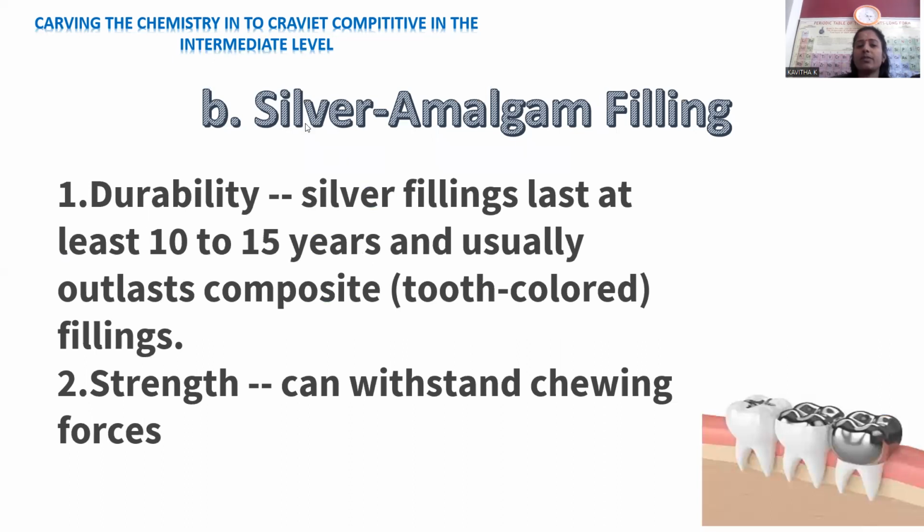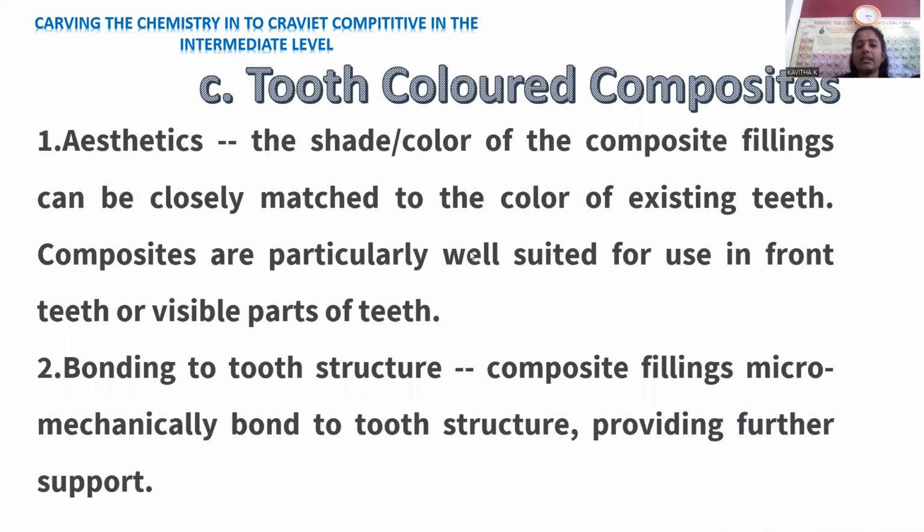Move on to the second one, silver amalgam filling. The durability of silver fillings will be 10 to 15 years, a longer duration. And moreover, it withstands chewing forces. Though you're chewing with this filled tooth, that will not impact the strength of the tooth system, right? So silver amalgam filling is another kind.